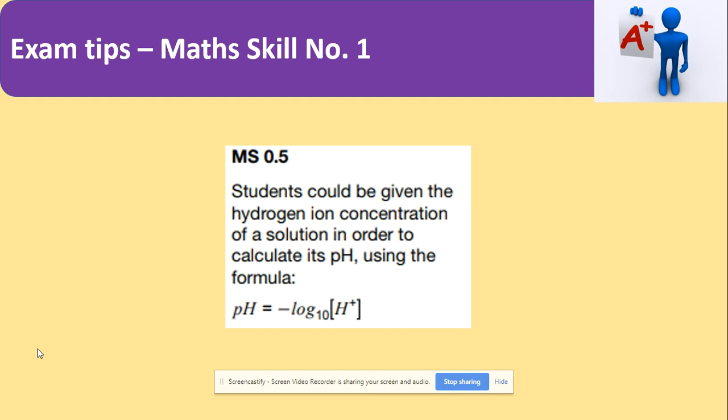So for the first of the math skills, you need to be able to work out the pH if you know the concentration of hydrogen ions. So how to do it? You need to look on your calculator for log 10. And you also need to select the negative minus here because that's how you're going to use the formula. So the pH will be worked out by minus log 10, and in the brackets you will put the concentration of the hydrogen ions that the examiner has given to you.